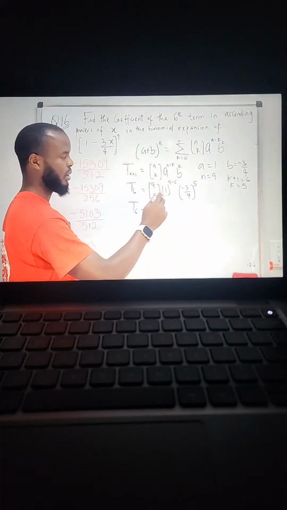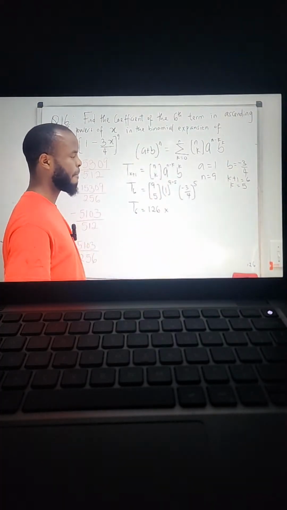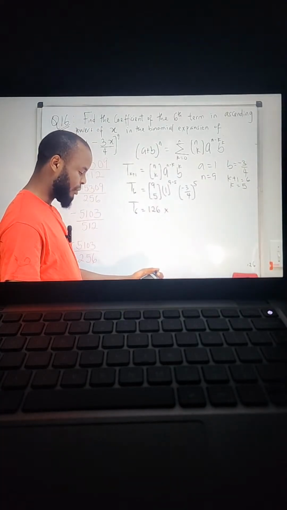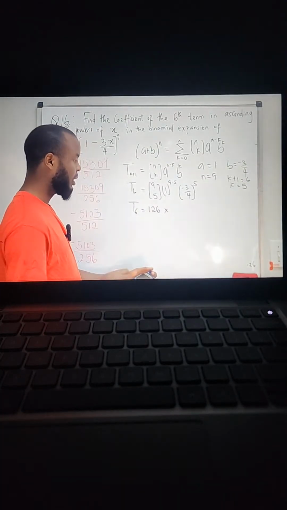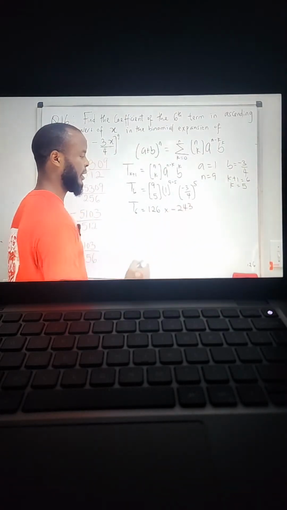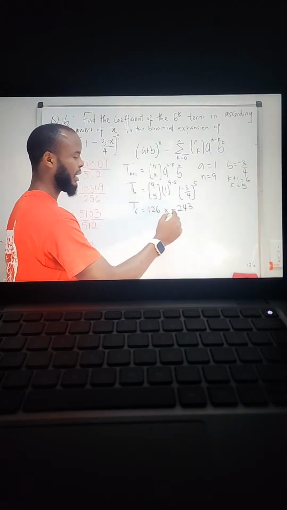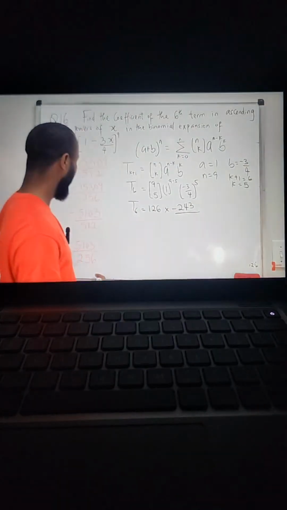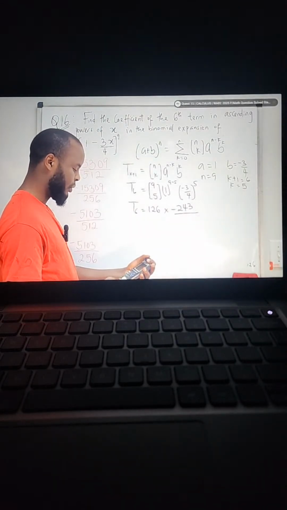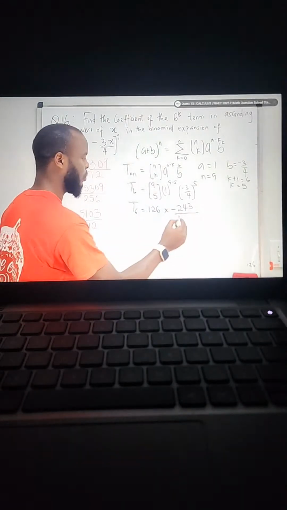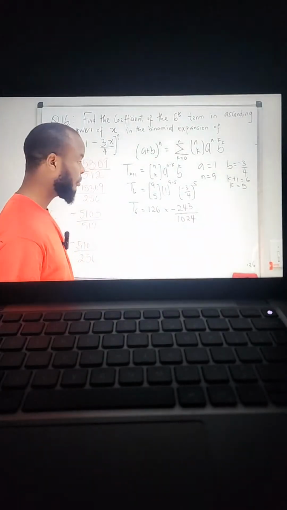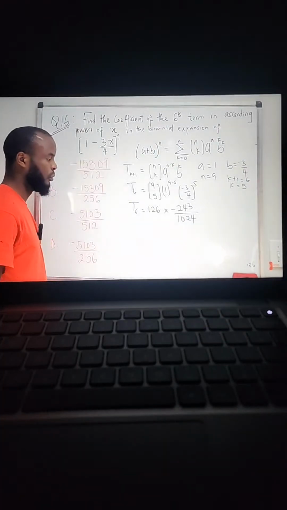So this is gone. Times -3 to the power of 5. 3 to the power of 5 is going to be 243. Don't forget the negative sign is going to be maintained. 4 to the power of 5, we have that to be 1024. So this is what we've got.